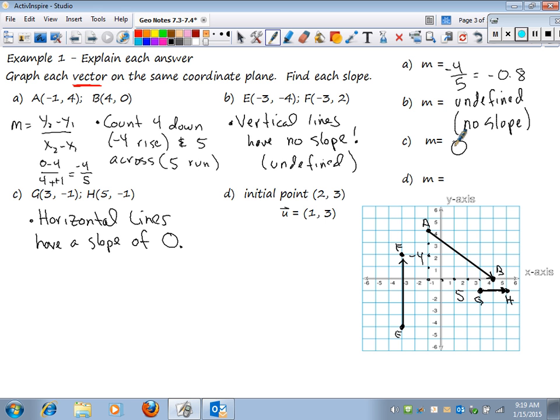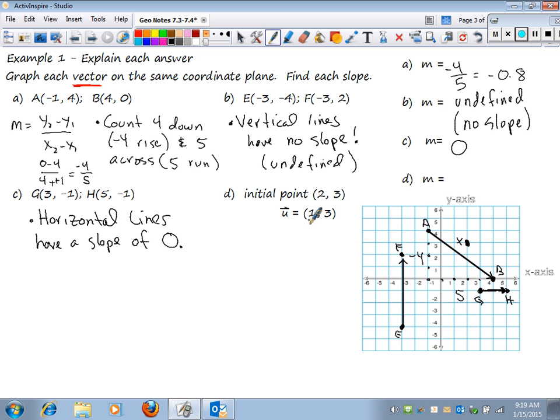Okay, letter D doesn't give us 2 points. It gives us 1 point. It says the initial point is 2, 3. So over 2, up 3. That's my initial point. We'll call it X. Doesn't give us a letter, so we'll make up a letter. Now the U is a vector. Vector U right here. So vector U is 1, 3.